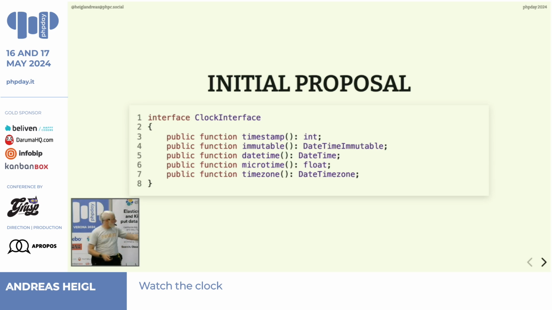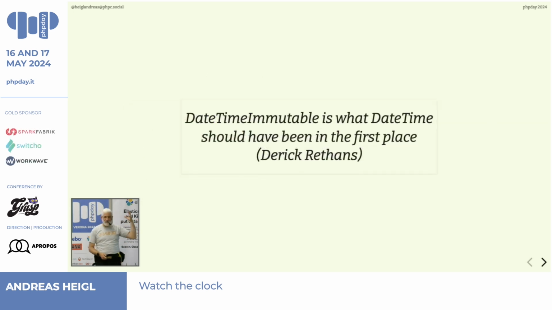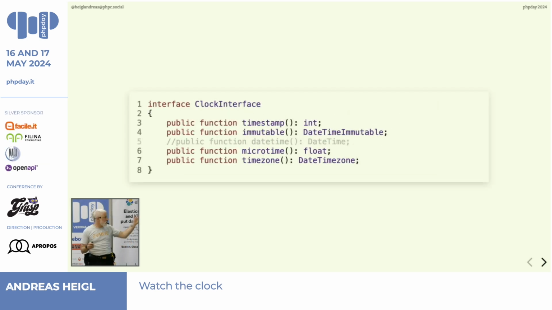And especially, there is one that returns a datetime immutable and one that returns a datetime. And I still have Derek in my ears: datetime immutable is what datetime should have been in the first place. So if you're using datetime, don't. Get rid of that, add an immutable, and you will be happy. Thank me later. So we don't need that. We don't need datetime. If you really know what you're doing, which you probably don't, then use datetime from datetime immutable. That's fine.